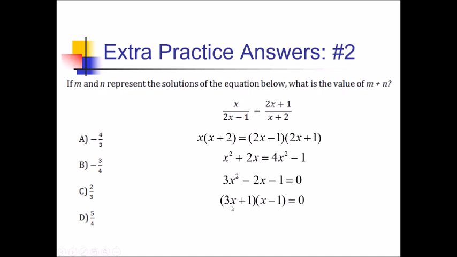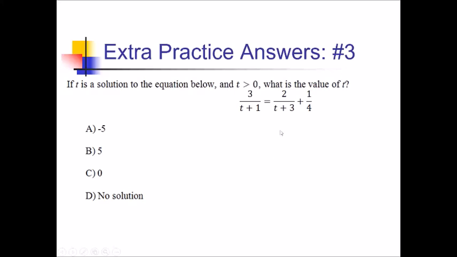So for the first one, if I subtract 1 and divide by 3, that's negative 1/3 for x. And then x equals 1 will zero out that second parentheses. So at the end of this one, I need to do negative 1/3 plus 1. Well, that's really negative 1/3 plus 3/3, which is going to give us 2/3. So that's answer choice C.